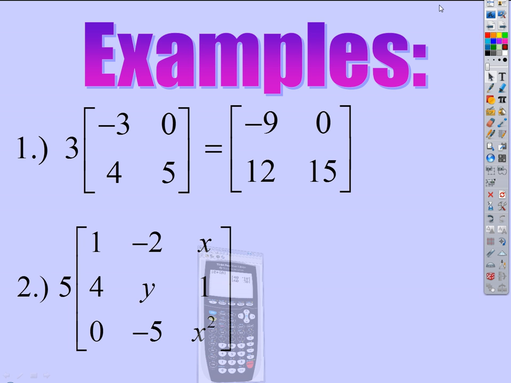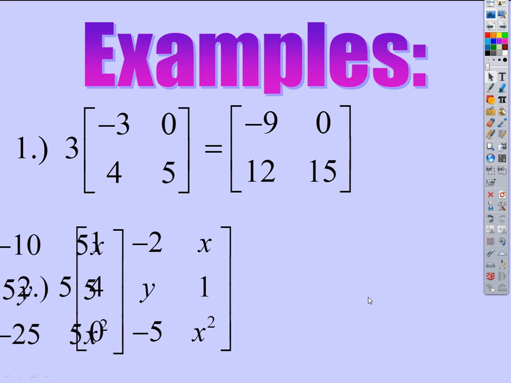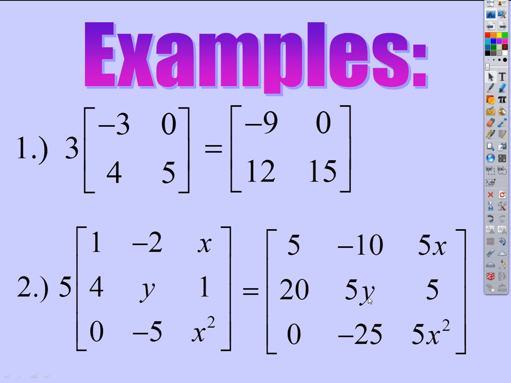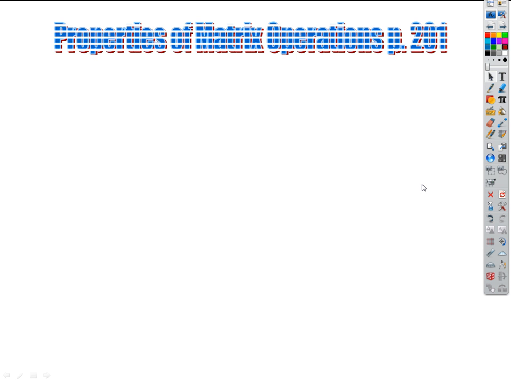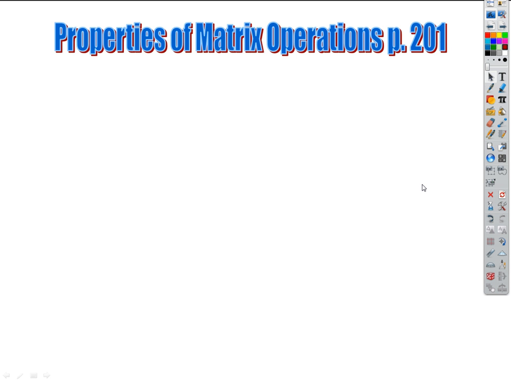Okay, so far so good, pretty easy stuff. Same thing here, I just multiply the 5 all the way through, and I could even have variables in the matrix. Yes, ma'am. Yes, you may. Okay, but how do you multiply matrices?